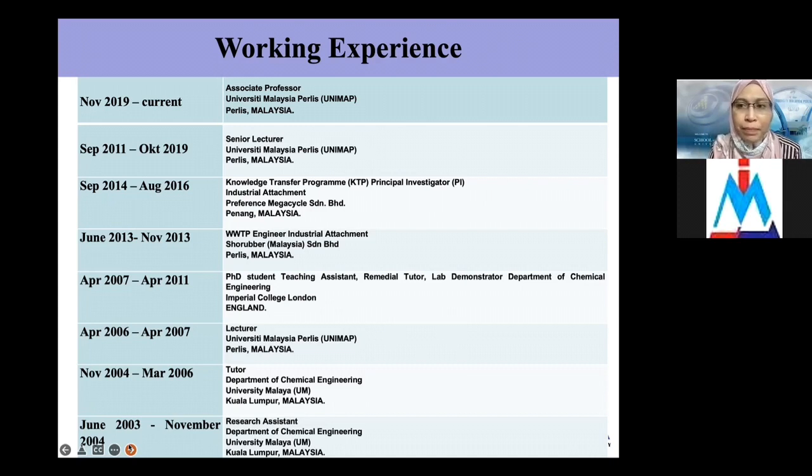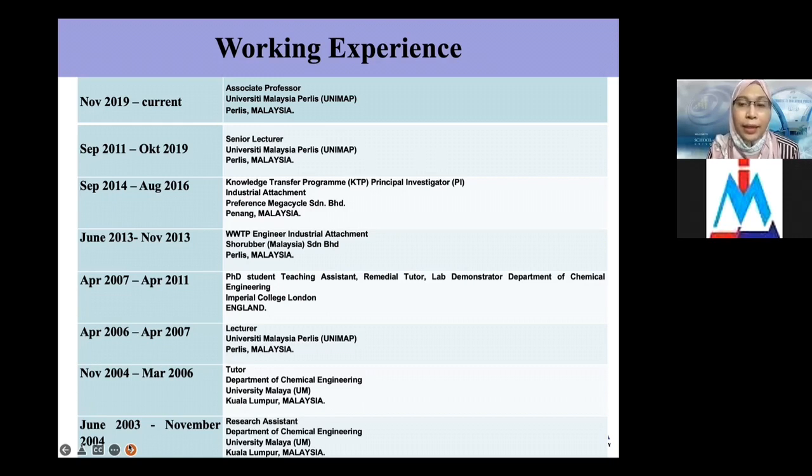And then this is quite long, because in September 2014 up till August 2016, I had an industrial attachment with Reference Mega Cycles Berhad in Penang, Malaysia. This is the point where I used all the knowledge that I have from industry to apply for my professional engineer. Okay. And now I am an associate professor still with UNIMAP.